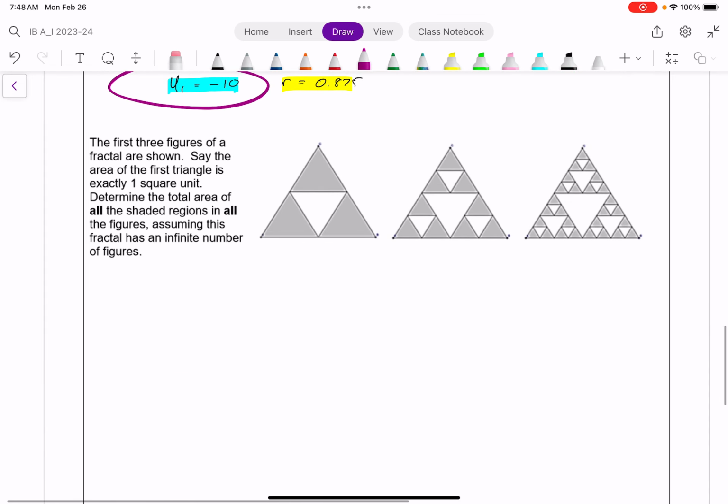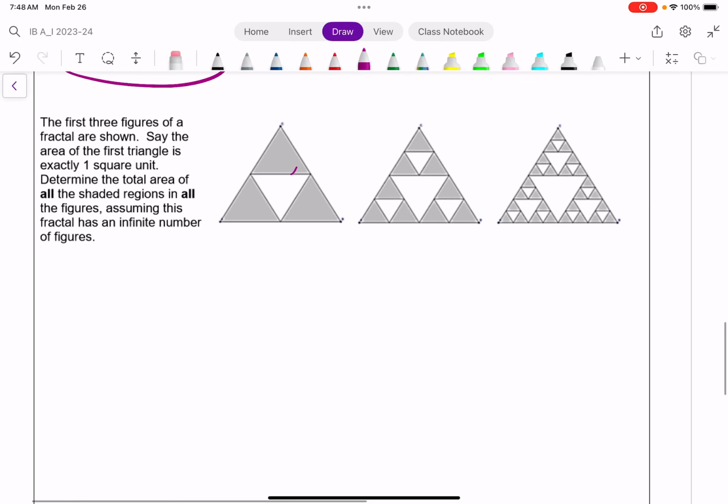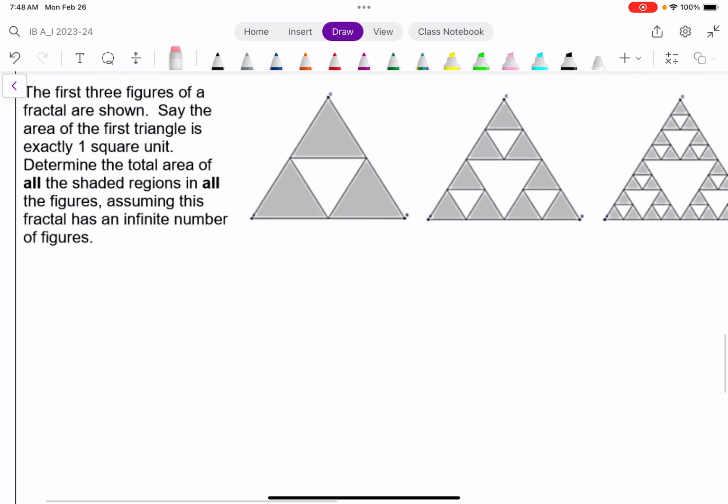All right, here I have a fractal and a visual pattern in which I say the area of each full triangle, so this whole region in here, all of this, I'm saying has an area of 1. So I want to find the area of all the shaded regions, just the shaded regions, in all these figures should they go on forever. And so we can see a sort of visual pattern happening here, which means I can just see quickly in this first figure, the shaded area is 3/4. 3/4 of a square unit, right? 1, 2, 3, 4 equal parts, 3 of them are shaded.